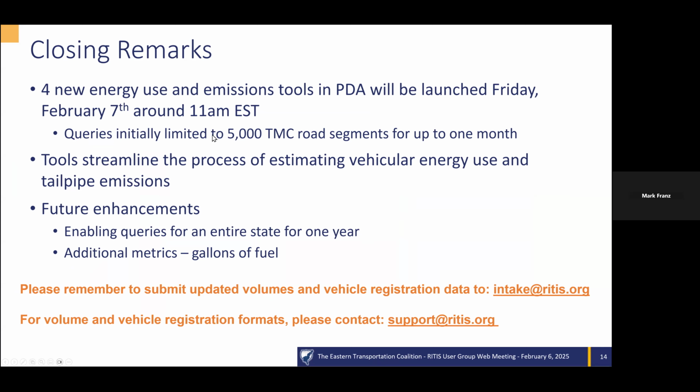When we launch this tomorrow, there are some limitations on the parameters that you can request. So for now, you can request up to 5,000 TMCs for up to 1 month. But in upcoming months, we're going to be scaling that up so that you can do queries for an entire state for the whole year. So that will be coming soon.